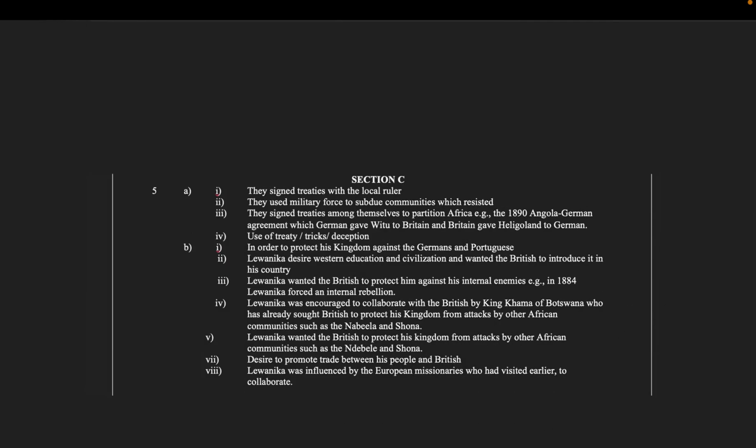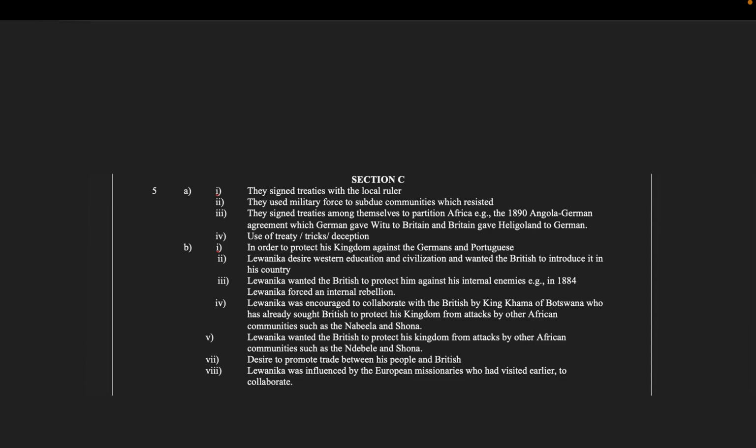Section C. 5a. They signed treaties with the local rulers. They used military force to subdue communities which resisted. They signed treaties among themselves to partition Africa, e.g., the 1890 Anglo-German agreement, in which Germany gave Witu to Britain and Britain gave Heligoland to Germany. Use of treaty tricks and deception.